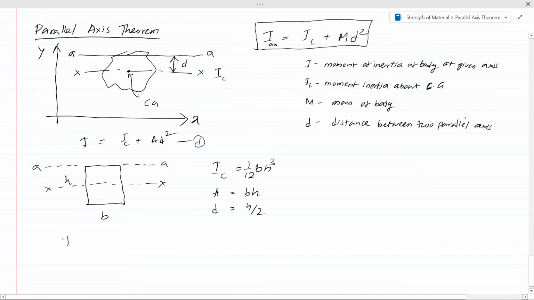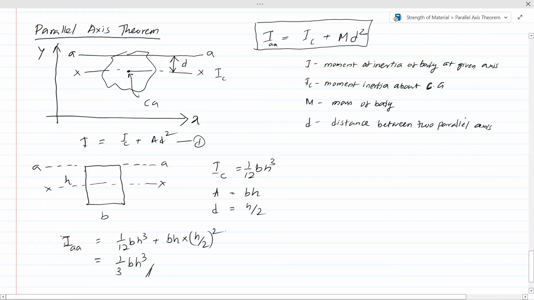Right. From equation number 1, the inertia about the AA axis equals IC, which we have already calculated as 1 over 12 b h cubed, plus A, which we now know is b h, into d squared, that is h by 2 squared. This can be calculated as 1/3 b h cubed. So for this rectangle about the AA axis, the moment of inertia will be b h to the power 3 divided by 3.